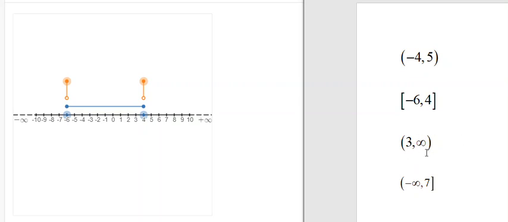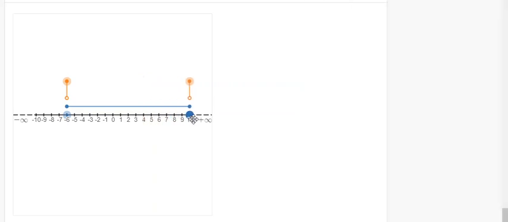Let's look at the next one now. The next one, we have 3 to infinity with a parentheses on 3. Now to get to the infinity part, you see on the number line right here, you have positive infinity, and over here you have negative infinity. Since I want positive infinity, you're going to take the circle here and move it all the way until you see an arrow being formed. So that's going to positive infinity.